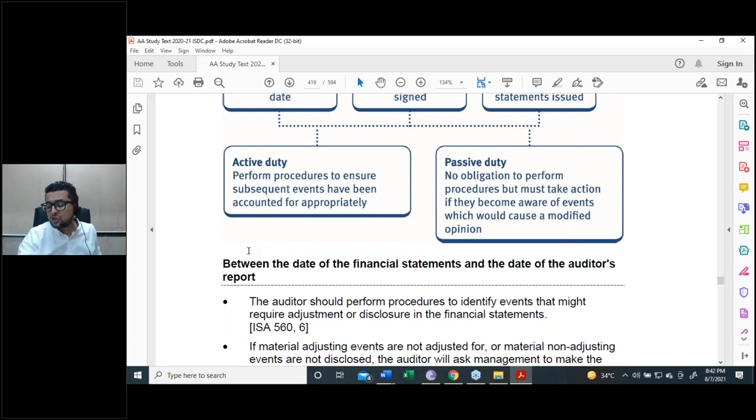If there is a non-adjusting subsequent event, I will first of all check its materiality. If it is material, I will ask the management, considering it is a material non-adjusting event, you've got to disclose it. If they are going to disclose it, it's all right, perfectly fine. If they are not going to disclose it, I will ask them to disclose it. Otherwise, I will qualify my opinion. So the adjusting event will require adjustment. The non-adjusting event will require disclosure.